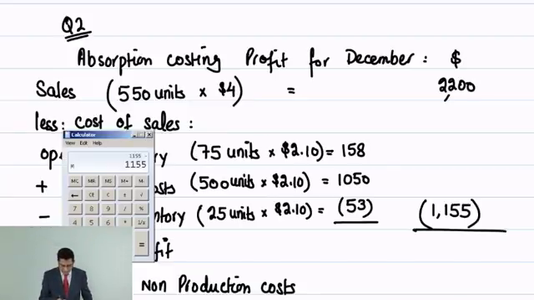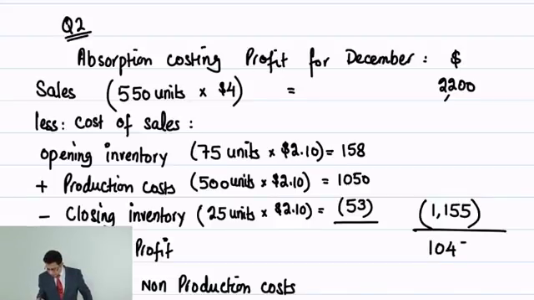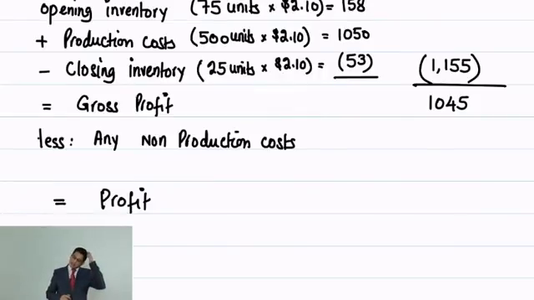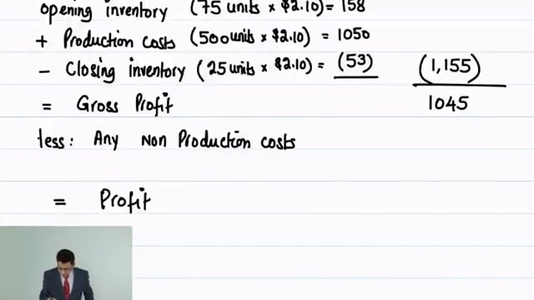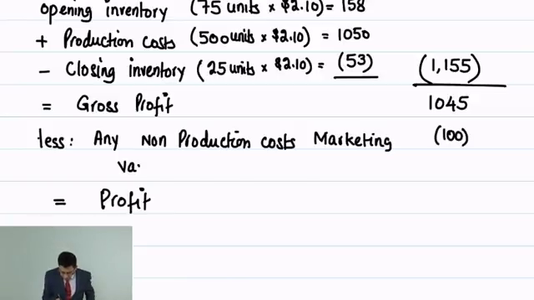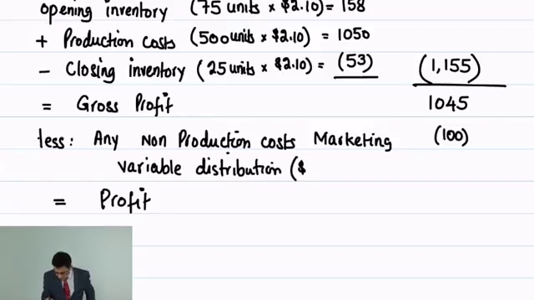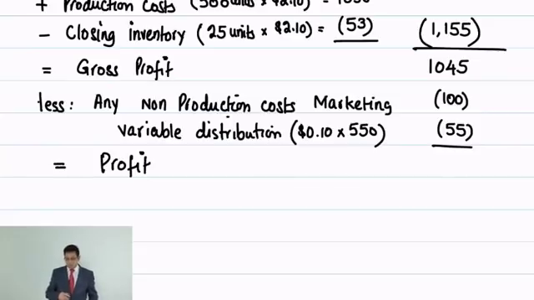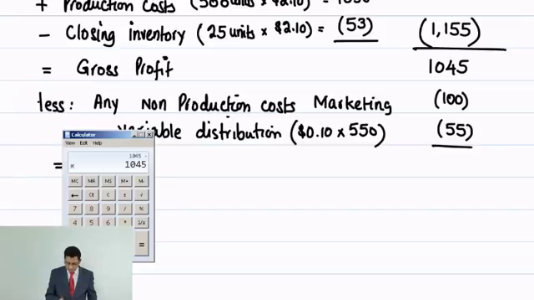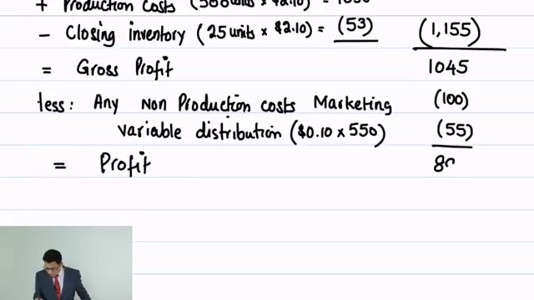Sales minus cost of sales, we end up with gross profit 1045. And now we are looking at non-production costs, which were the same. That marketing cost, advertising is 100 and distribution is 10 cents per unit. So here marketing remains the same, which is 100, fixed cost doesn't change. And here is variable distribution, which is 10 cents per unit for the number of sales, 550 units sold, and that makes up $55 of distribution costs. So 1045 minus 100 minus 55, which is $890 of profit.